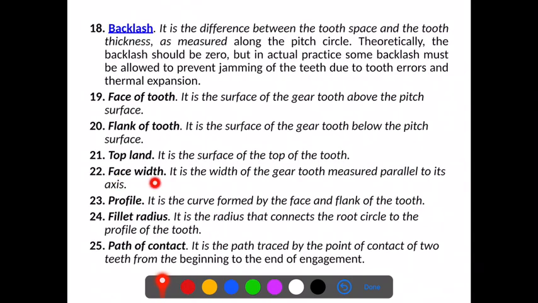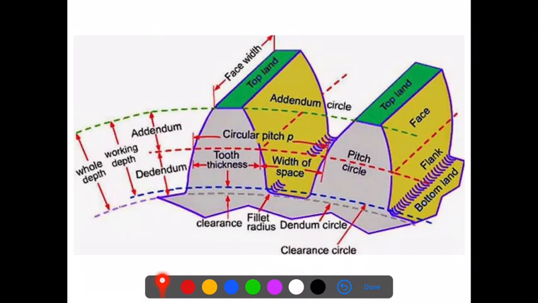Then face width is the width of the gear tooth measured parallel to its axis. So this is the face width, the width of the gear tooth measured parallel to the gear axis.